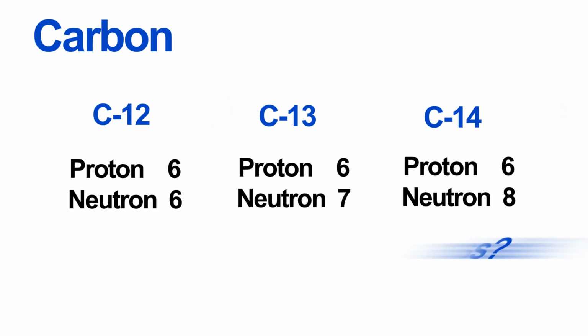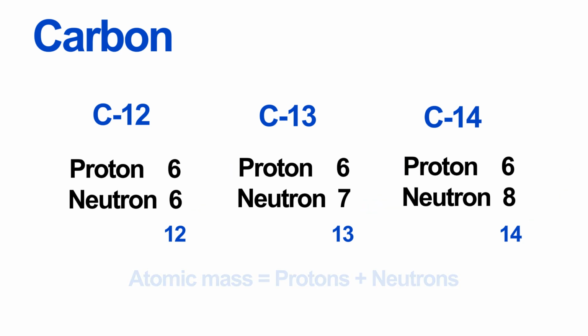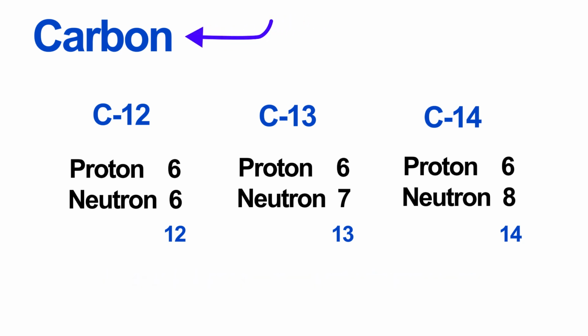So, how does this affect the atomic mass? Well, we know that the atomic mass is the total number of protons and neutrons in the nucleus. Since isotopes have different numbers of neutrons, they also have different atomic masses, which can be seen in the given examples. This difference in mass doesn't change the chemical properties of the element. Carbon is still carbon, whether it's carbon-12, carbon-13, or carbon-14.